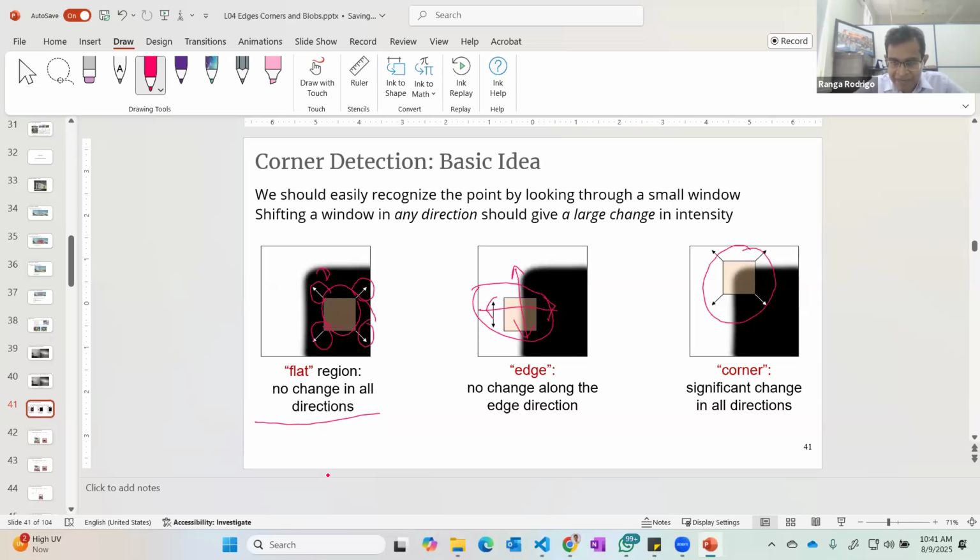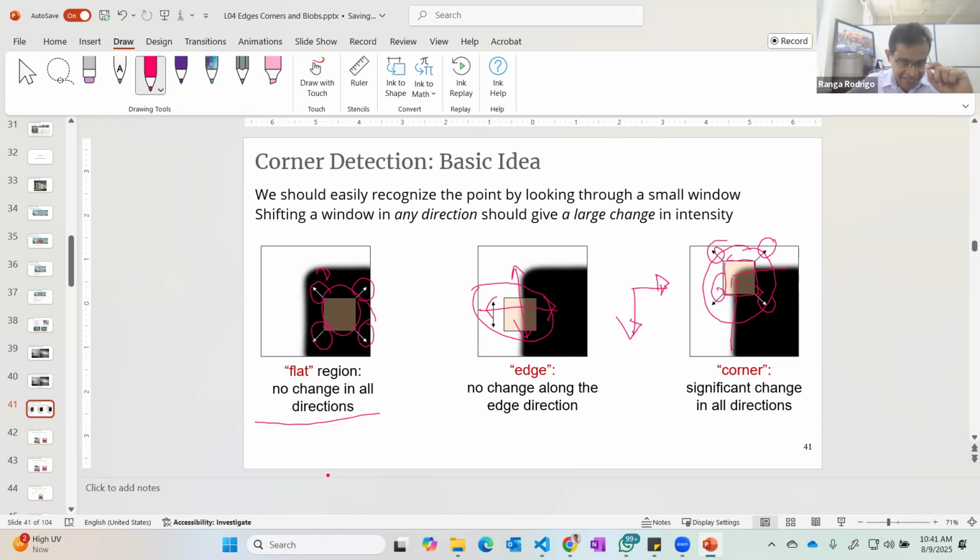If you take a corner and move in any of these directions, up, down, whatever, there will be a drastic change in the intensity profile captured by this little window. That's what we want to find. So you will think that in this case there must be a vertical gradient and a horizontal gradient. This idea is fine so long as your corner, as shown here, is axis aligned. You can see these edges are aligned with the x-axis and the y-axis.